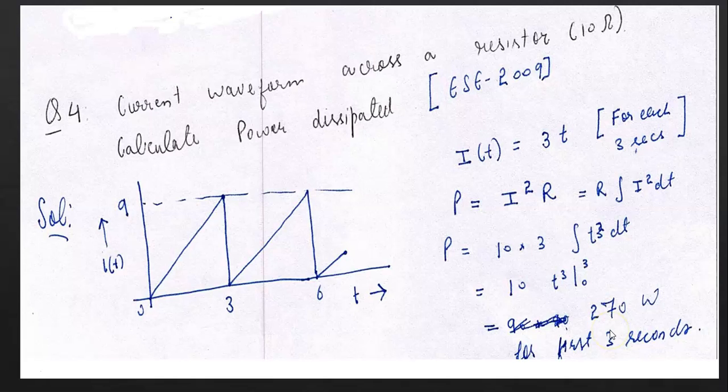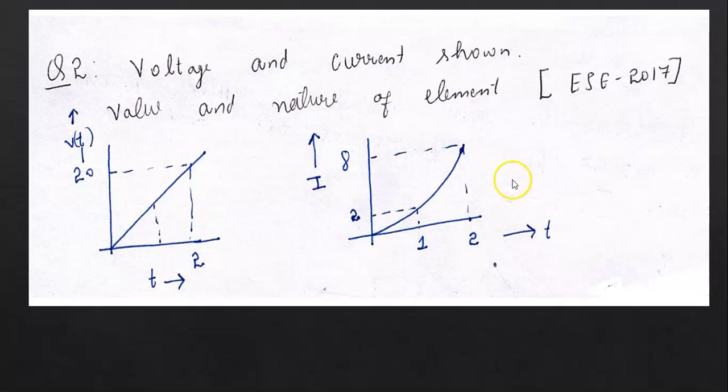This is a simple numerical. If you have any doubt regarding this, please ask in the comments. Again, a similar question is asked. The voltage and current waveforms are shown. We have to find the nature of the element and its value.